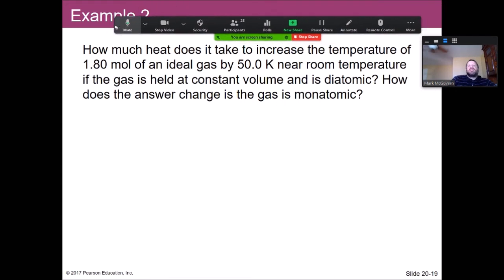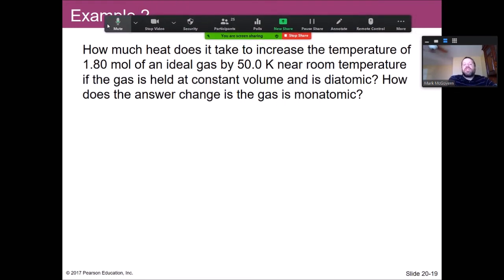How much heat does it take to increase the temperature of 1.8 moles of an ideal gas by 50 Kelvin near room temperature if the gas is held at constant volume and is diatomic? How does the answer change if the gas is monatomic? All right, let's analyze everything I'm saying here. How much heat does it take? Well, we're talking about nC_V delta T.